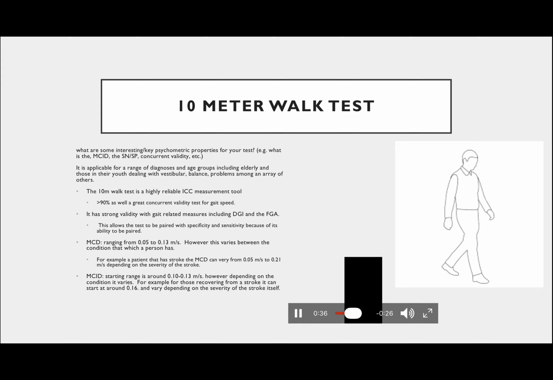The MCID is the same, as it usually ranges from around 0.10 to 0.13. Again, however, this can vary greatly depending on the condition. For example, for someone with a stroke, it can start around 0.16, and that depends as well on the type of stroke they have. In general, it varies a lot when it comes to the MCD and the MCID for the condition that the patient is dealing with.